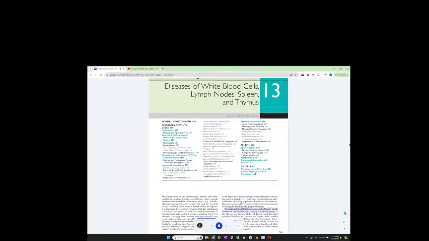Recognizing this difficulty, we somewhat arbitrarily divide diseases of the hematopoietic tissues into two chapters. In this chapter, we discuss white cell diseases and disorders affecting the spleen and thymus. In Chapter 14, we consider diseases of red cells and those affecting hemostasis. Before delving into specific diseases, we will briefly discuss the origin of normal hematopoiesis.